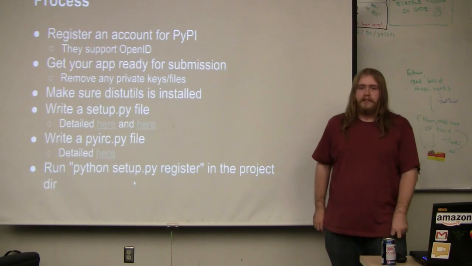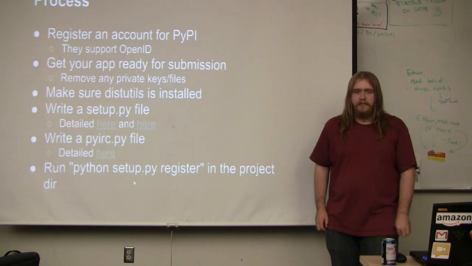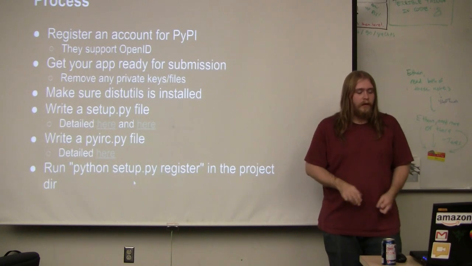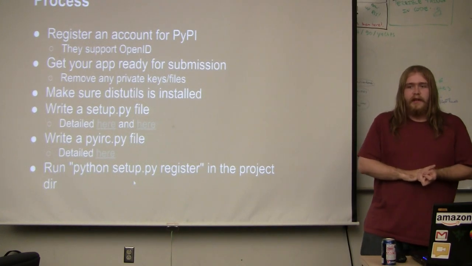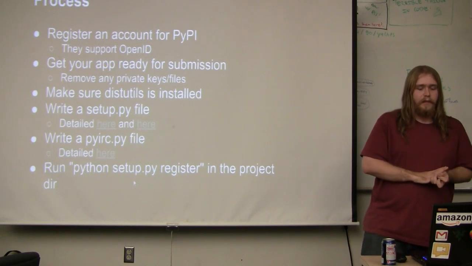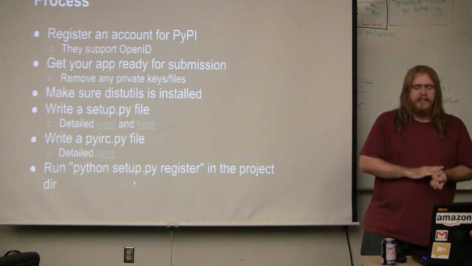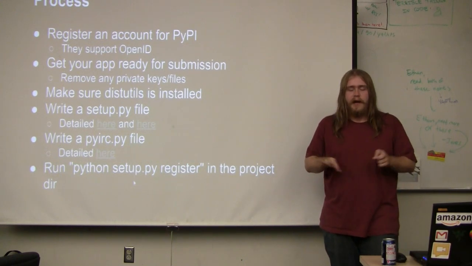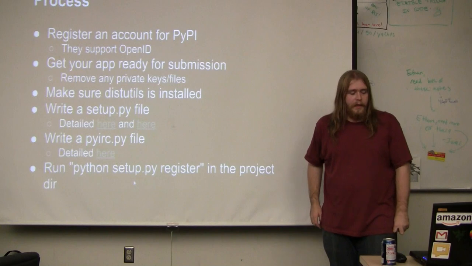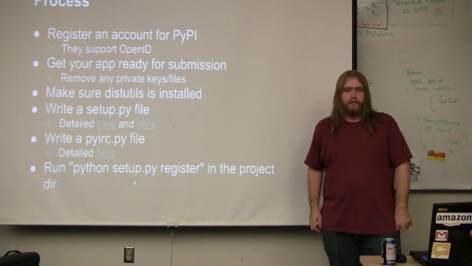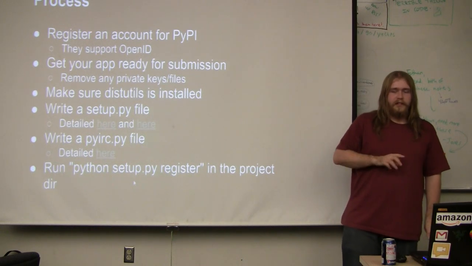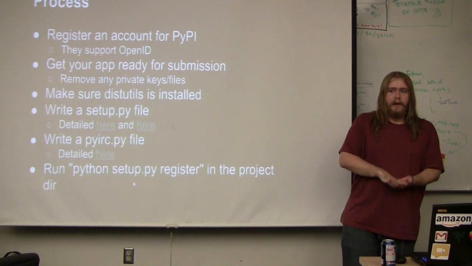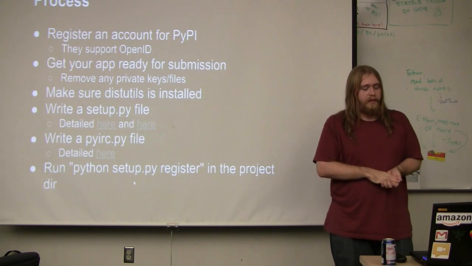One of the prerequisites for actually submitting a project is having distutils installed, so make sure that's installed. You can install it via pip. From there, you write a setup.py file, which is like a list of strings with a whole bunch of information about who you are, account credentials, no password or anything like that, just a username. And then you write a .pypirc file, which contains information about whether this is a project whose source code is on GitHub, or stored in a repository of some sort, or if it's going to be on PyPI servers. And then you just run python setup.py register.